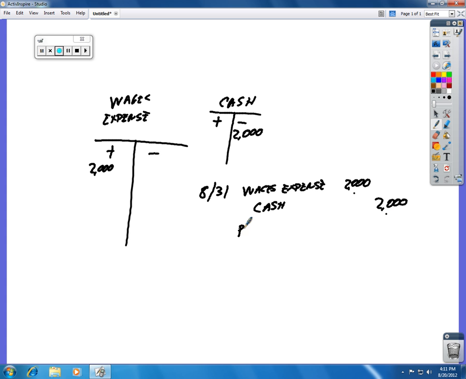My footnote is going to be paid wages for August. And the fifth item is to make sure that the total amount of the debits equals the total amount of the credits.